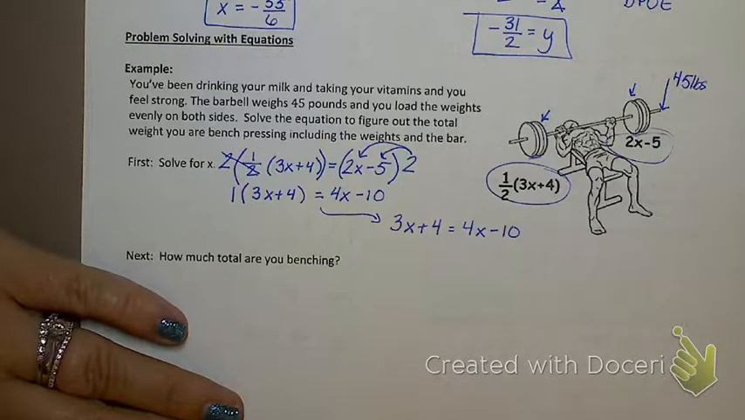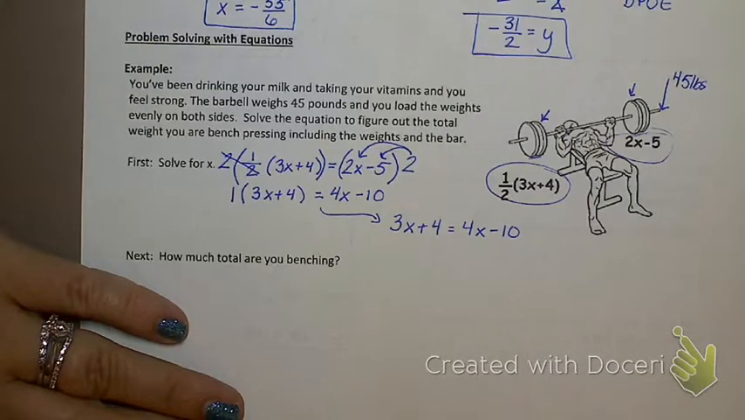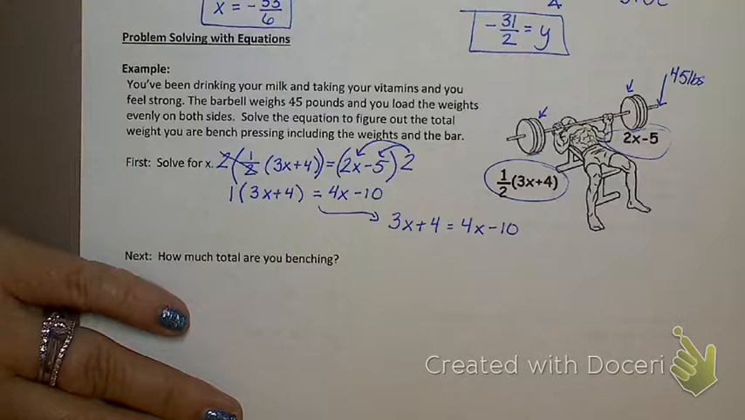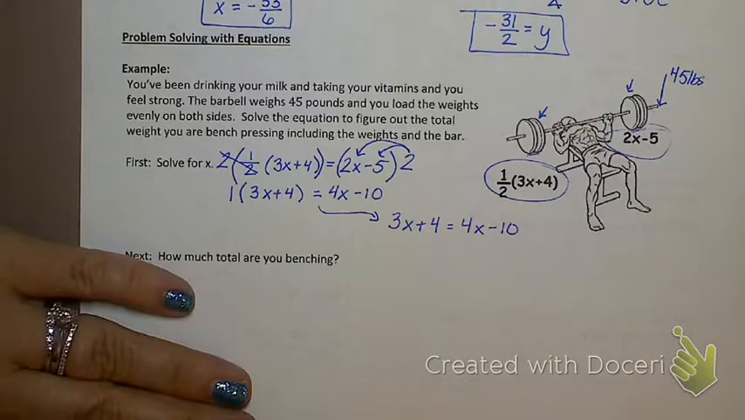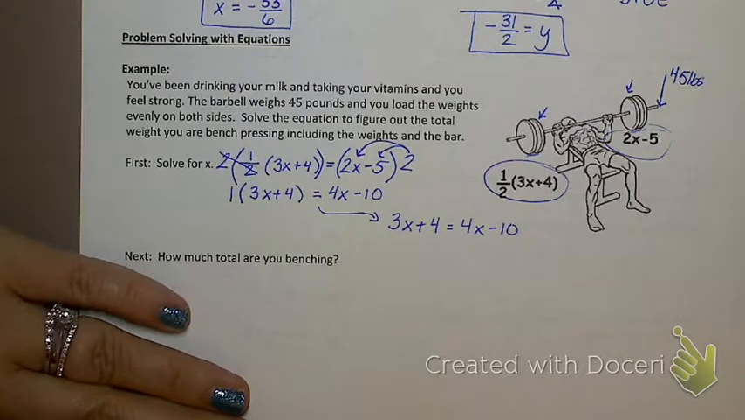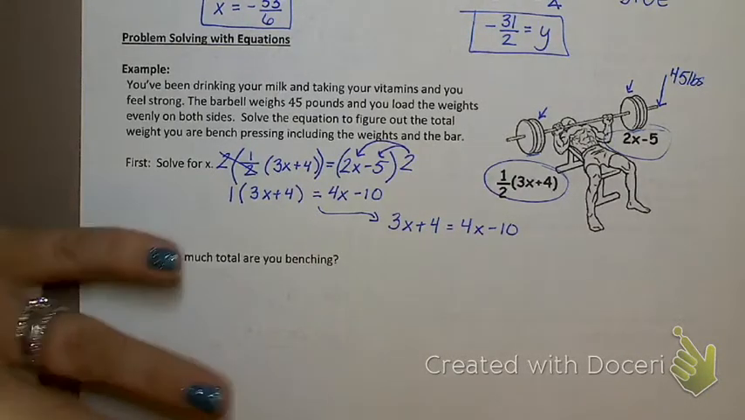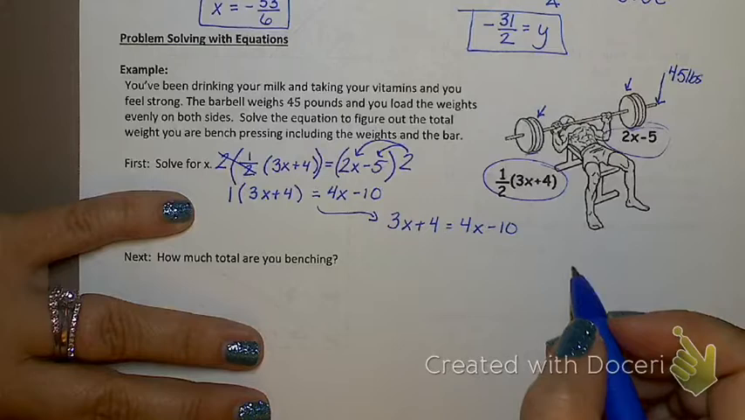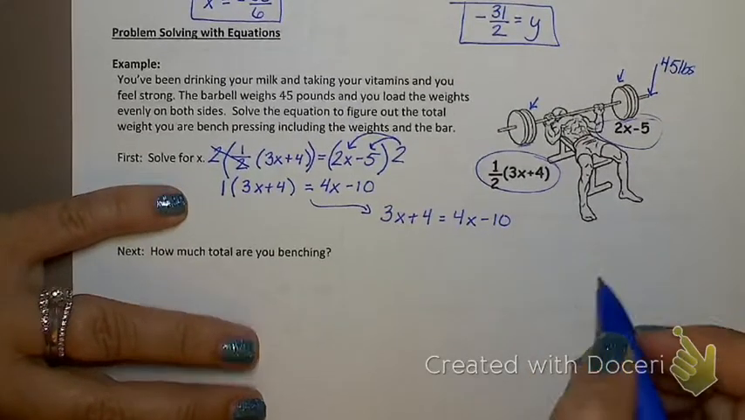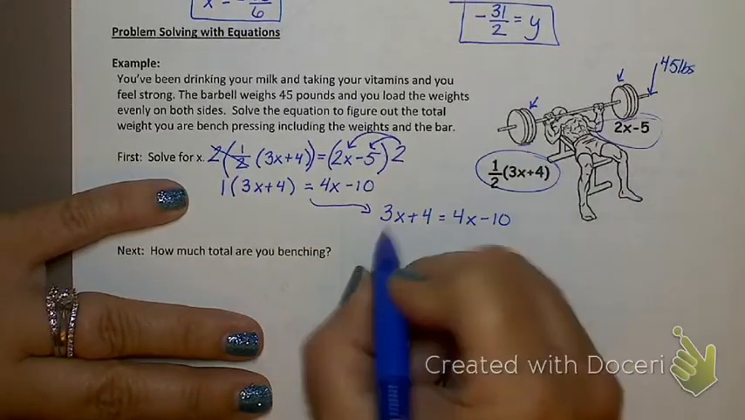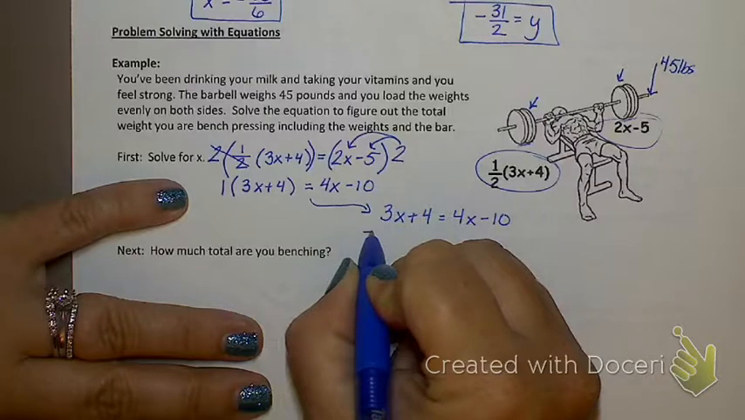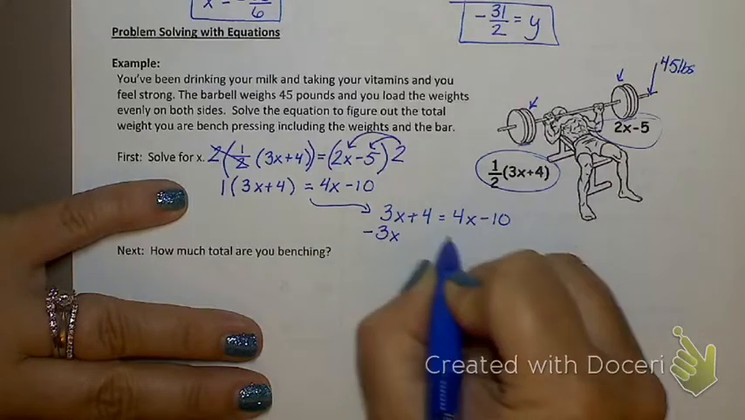I have x's in 2 different places. What can fix that? Moving one so they're in the same place. Does it matter which way I go? It doesn't matter. One way will give me one less step though. I like moving things so they stay positive. If I want to keep it positive, which one should I move? 3x. And how am I going to move it? Subtract 3x.